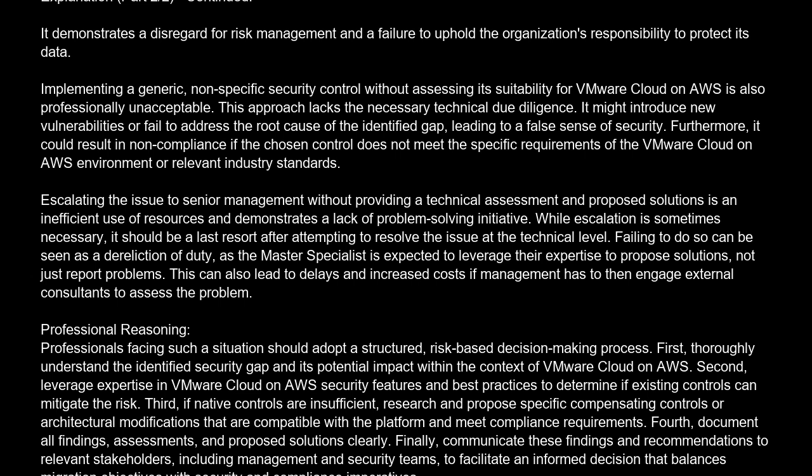Fourth, document all findings, assessments, and proposed solutions clearly. Finally, communicate these findings and recommendations to relevant stakeholders, including management and security teams, to facilitate an informed decision that balances migration objectives with security and compliance imperatives.